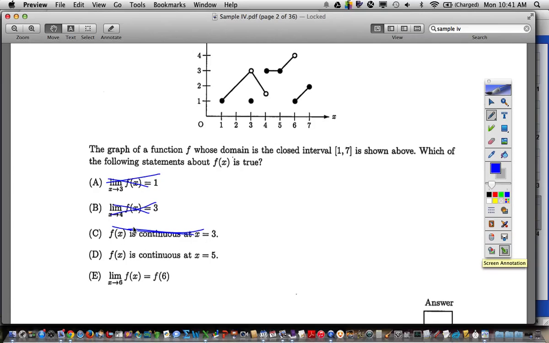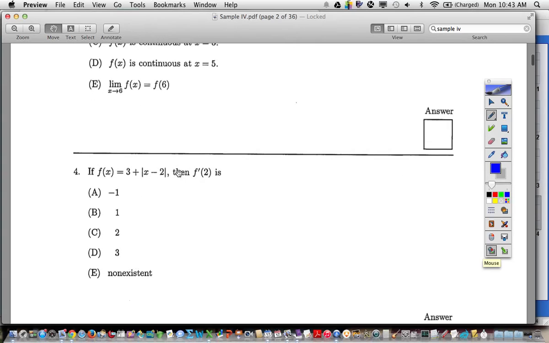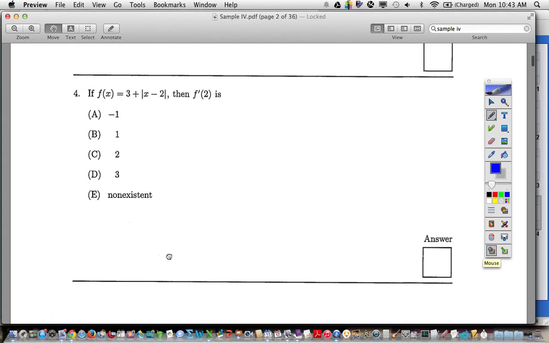But for this, all we have to do is eliminate. Is it continuous at 5? Do you have to lift your pencil? No. So it is continuous at 5, and just to double check, does the limit as x approaches 6 equal the output at 6? What's the output at 6? 1, but the limit does not exist because the cars don't meet, right? So D is your choice right there, okay? So look at that. Right off the bat, very beginning of the test, we get this. And then here's the last one I wanted to look at.